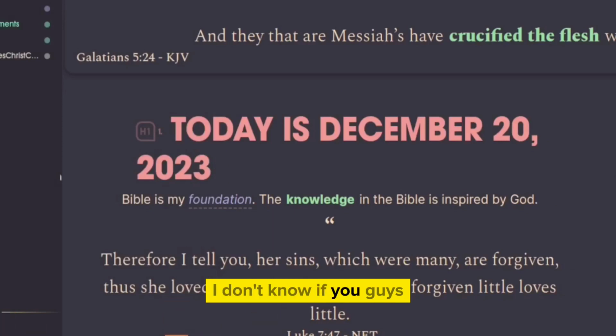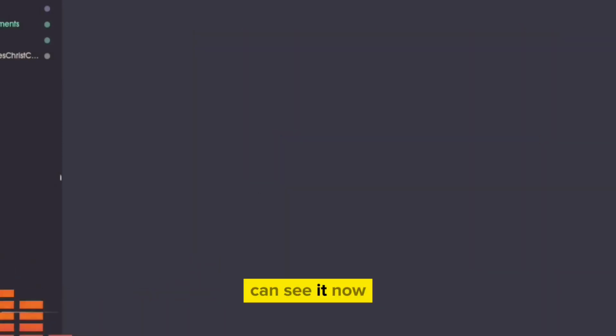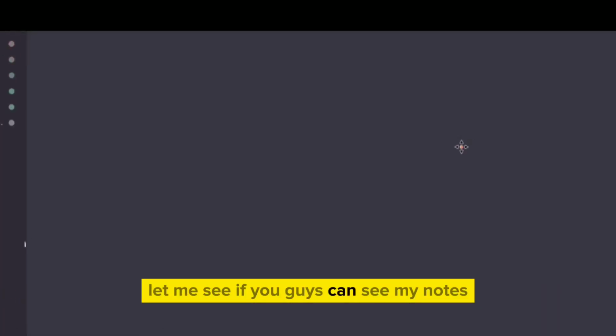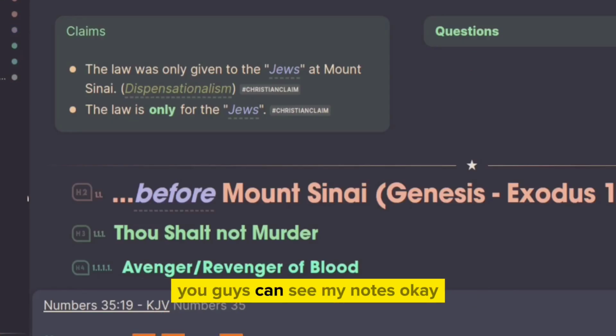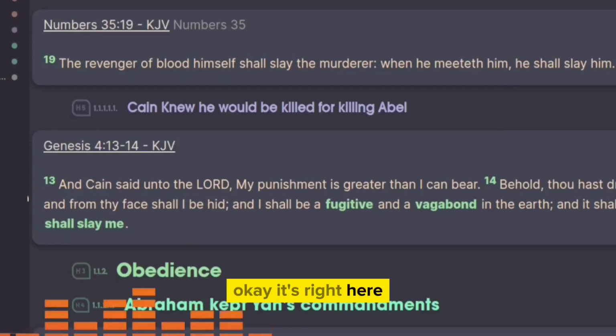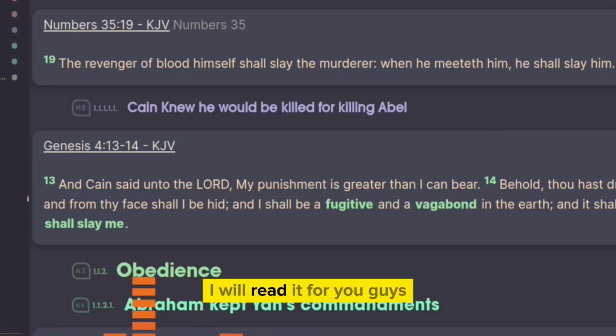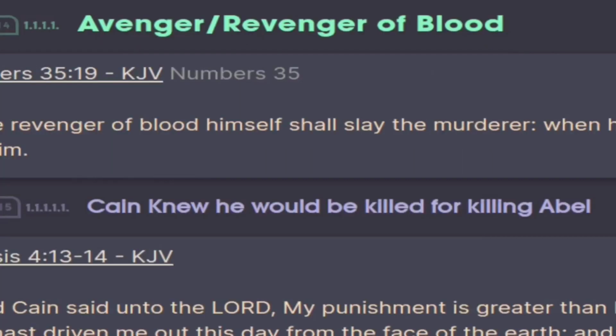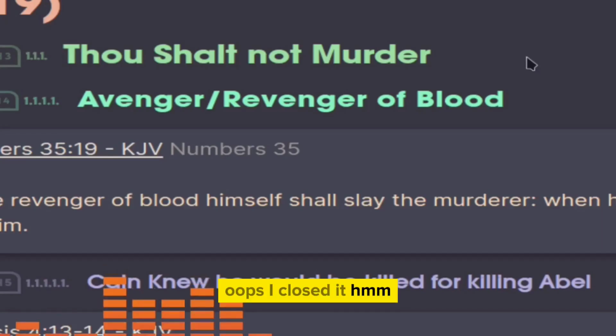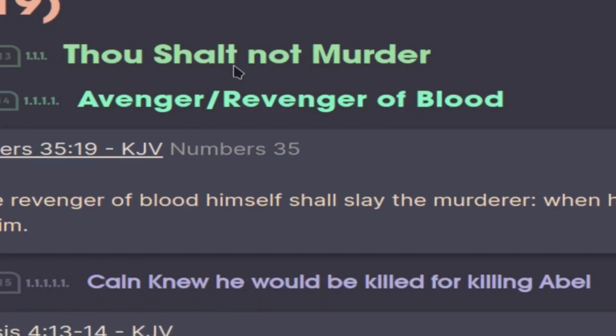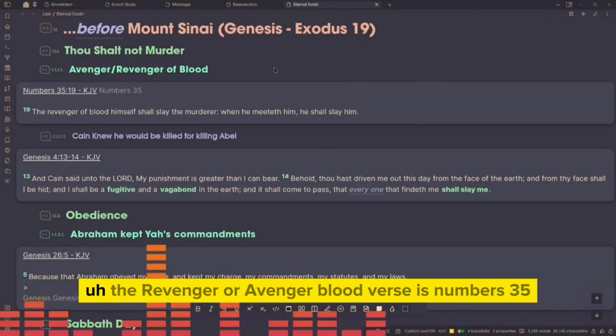I don't know if you guys can see it. Now let me see if you guys can see my notes. Okay, it's right here. Numbers 35:19. I will read it for you guys so you can see it better. Whoops, I closed it. Let me reset it.